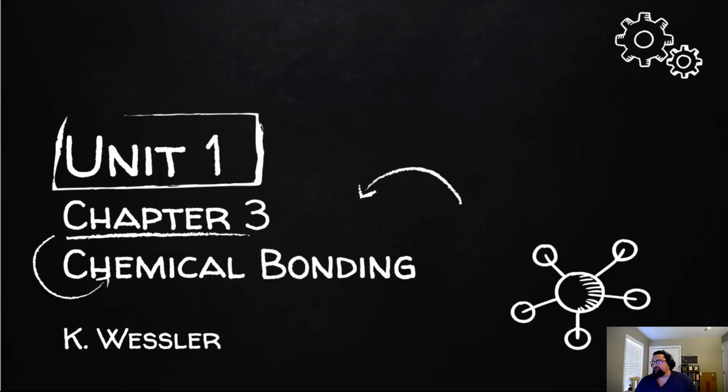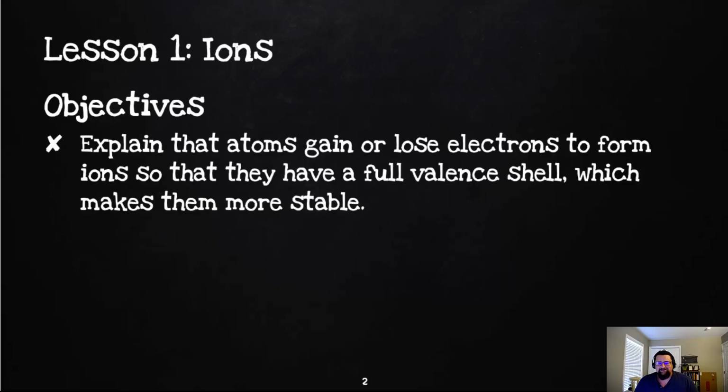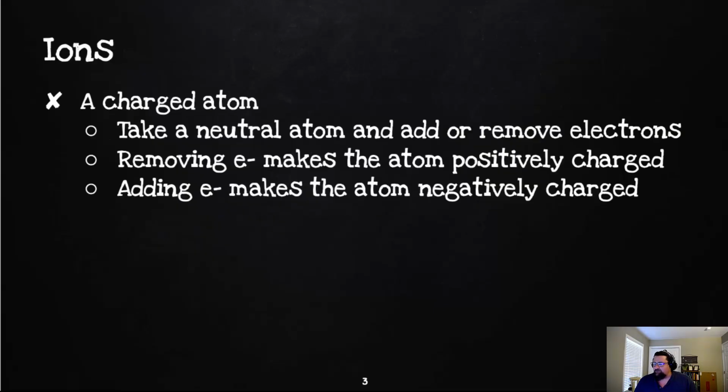Okay, today we're going to start talking about chemical bonding. But before that, we need to get into ions. And so we're going to talk about what ions are and how you make them. To start with, ions are going to be a charged atom.